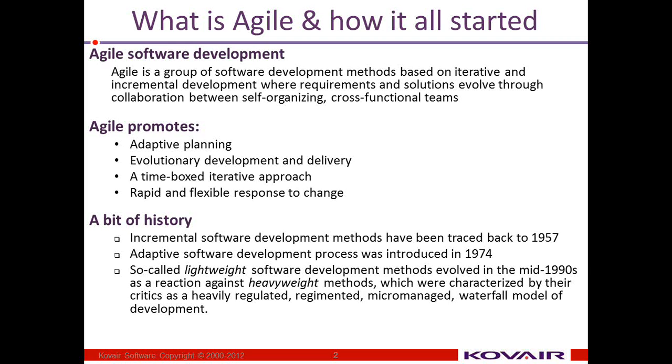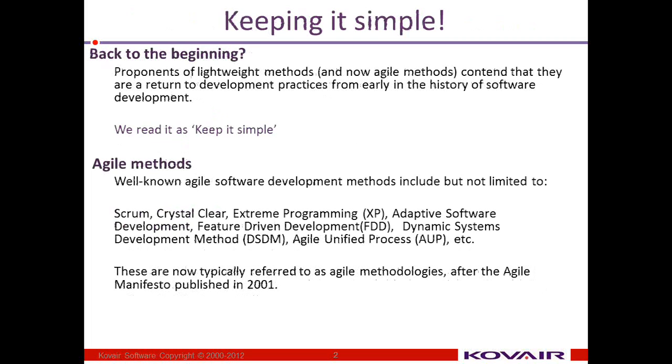Historically, Agile thinking started as a reaction to heavyweight methods, which were characterized by critics as heavily regulated, regimented, and micromanaged. The proponents of Agile want to keep things simple. So proponents of lightweight methods contend that they are a return to the development practices from the early history of software development. So essentially it's going back to the beginning. We read it as keep it simple.